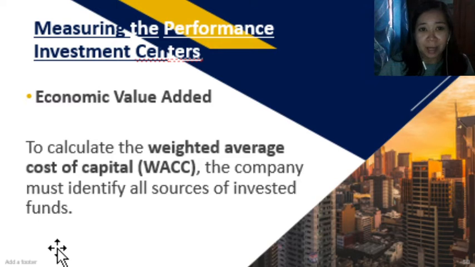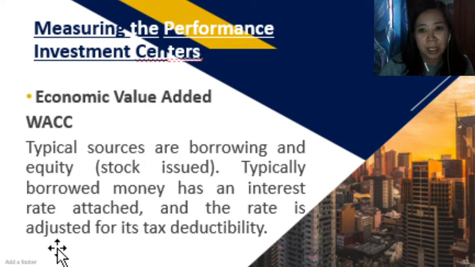To calculate the weighted average cost of capital, the company should identify all the sources of their invested funds. It may be from their shareholders or creditors. Shareholders are funding through their investment, whereas the company borrows from the creditors so that they will be able to comply with the requirements of additional funds needed for operations. Typically, as mentioned, the sources are borrowing and equity, so either bonds or issuance of stocks.